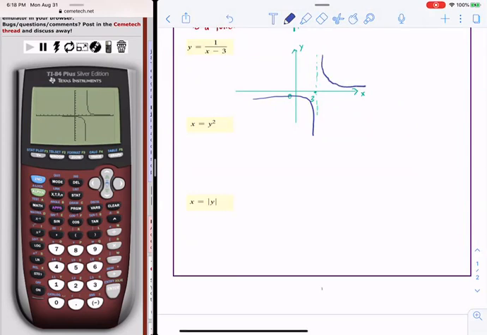So the shape is the same. If I draw a vertical line through it, no matter where I draw that vertical line, it is going to touch the function exactly at one point. So we would end up having a function. So y equals 1 over x minus 3 is also a function.